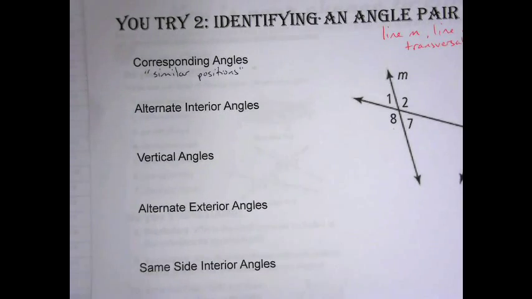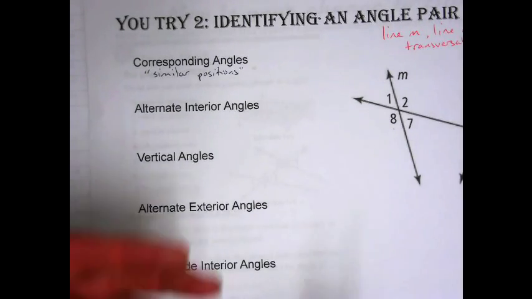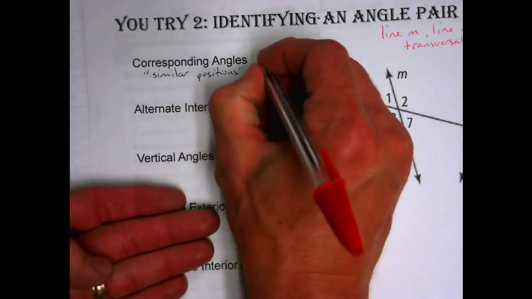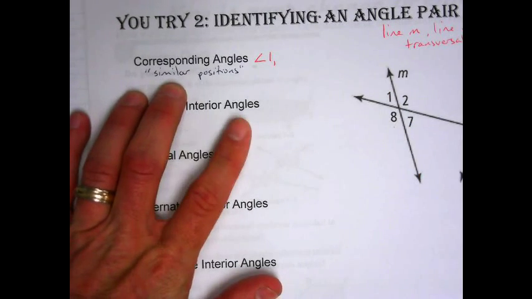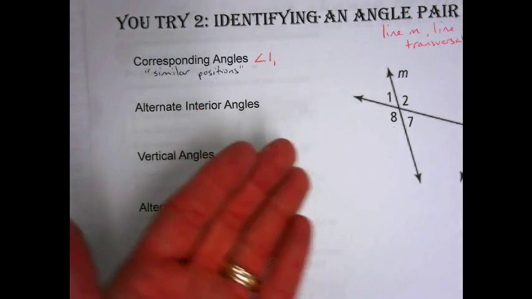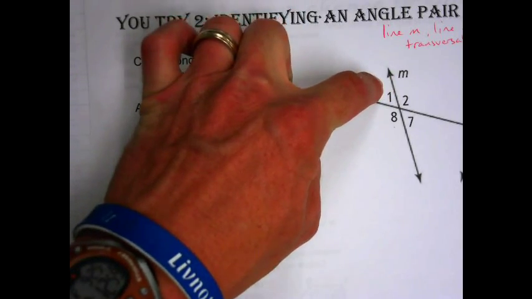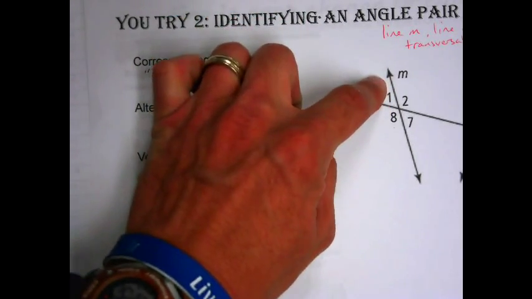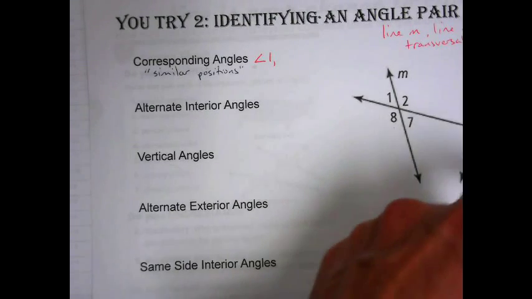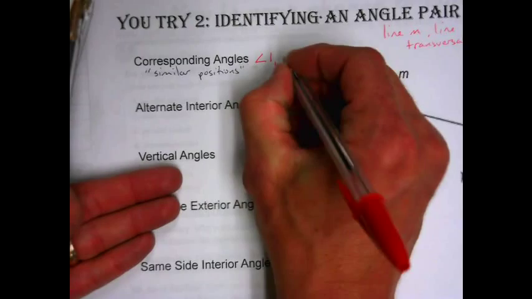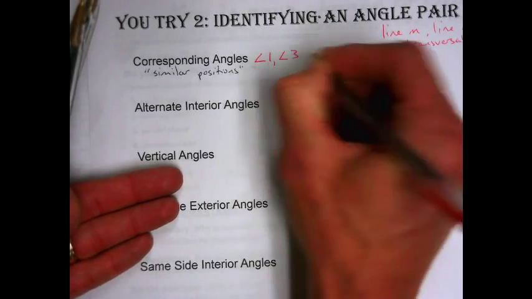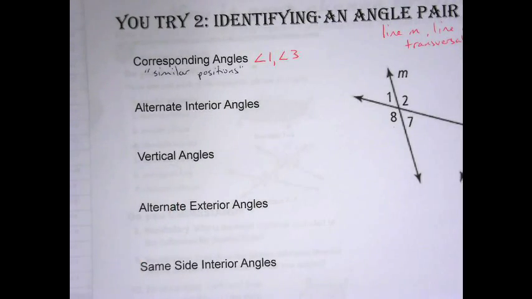Here's an example. Take a look at angle 1. You see angle 1? So focus right now on angle 1. It's basically the upper left side of the corner here. Well, what's the other angle in a similar position in the upper left? Over here would be angle 3. Okay, so angle 1 and angle 3 are corresponding. That's what corresponding angles mean.